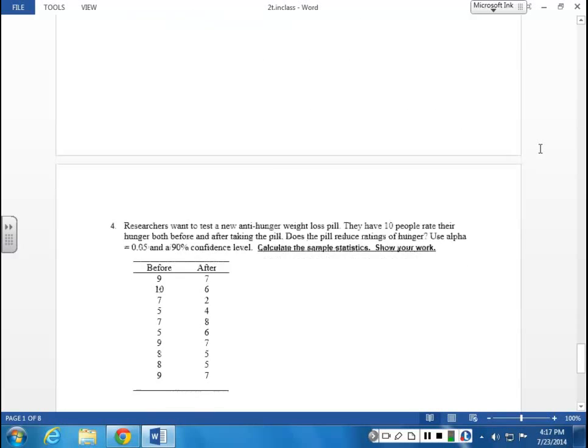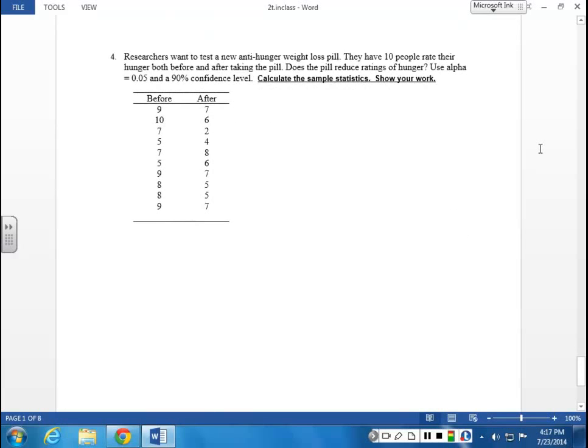We have 2 independent groups, as opposed to the kind of problem we did yesterday, where we're looking at this anti-hunger pill, and we have 10 people. We could number them 1 down to 10. So there's just 10 people, and this first observation is for one person. This is just one person here, not 2 separate people. That means that we're going to have a matched pairs t-test.